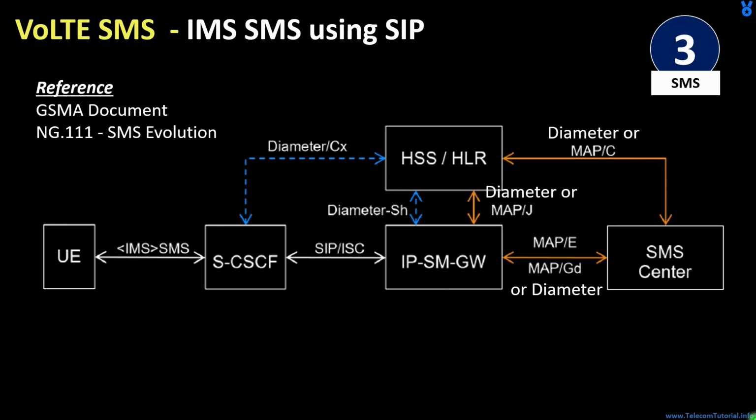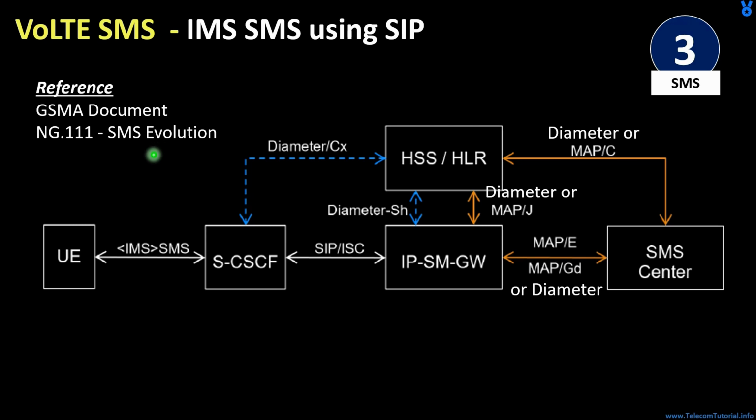Well, this is a reference diagram from the GSMA document, which is NG111 SMS evolution. This explains the high level flow and architecture for SMS over 4G IMS VoLTE networks. The 4G network has become self-sufficient to support the SMS sent over SIP here.